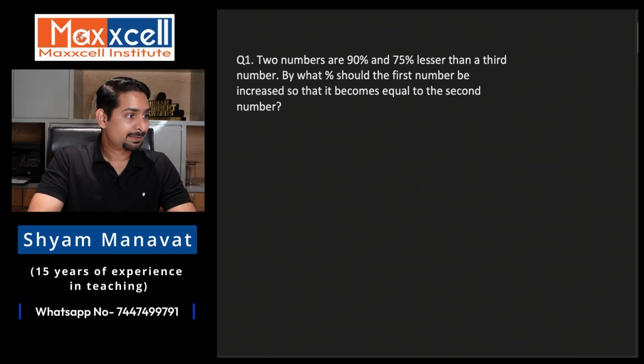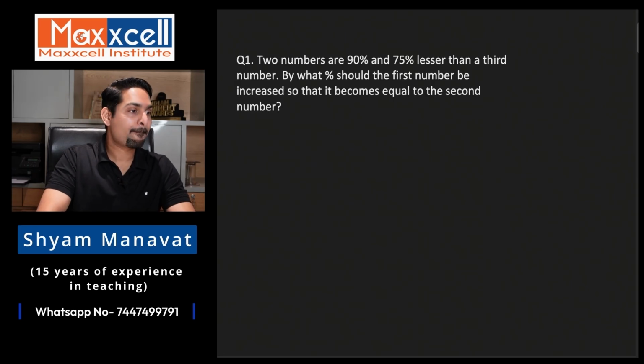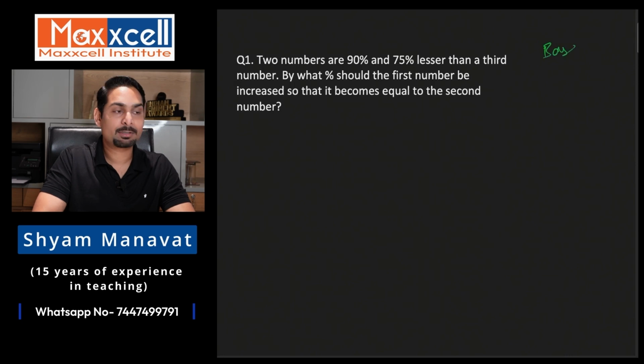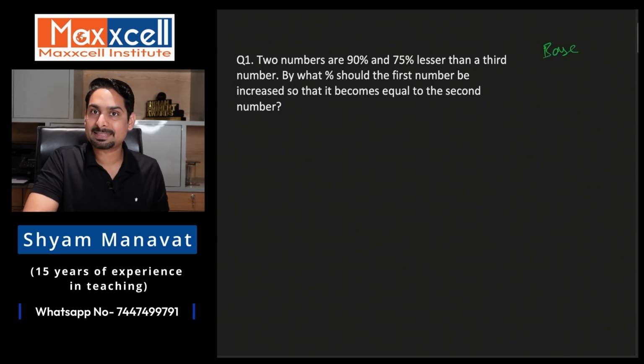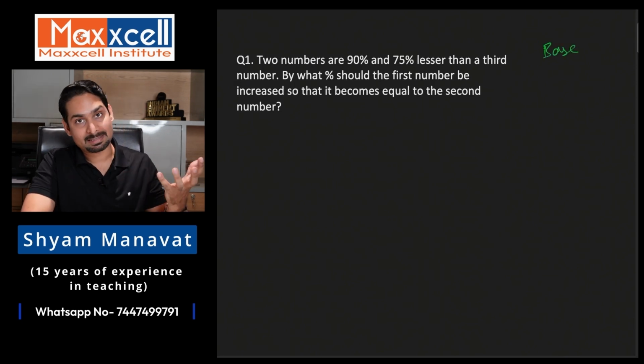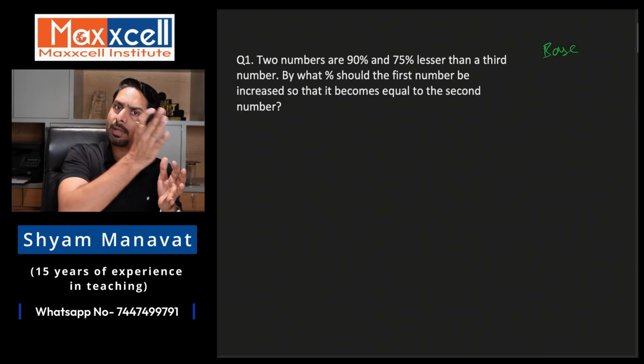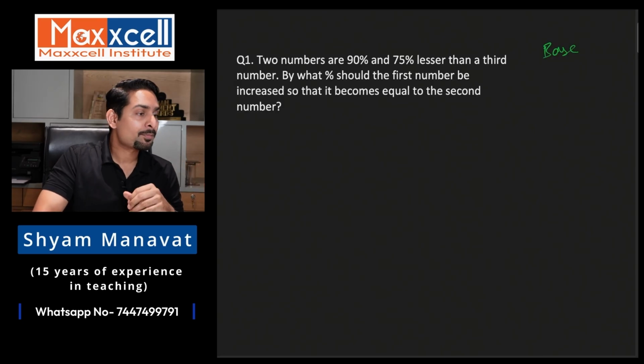So the first question is, two numbers are 90% and 75% lesser than the third number. By what percent should the first number be increased so that it becomes equal to the second number? Okay. Now in this question we will discuss the concept of base value. This concept of base value we have discussed in our previous lectures too. If you want, you can go and revise those lectures.